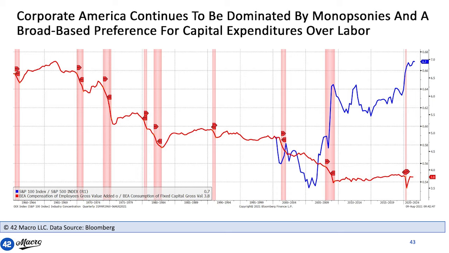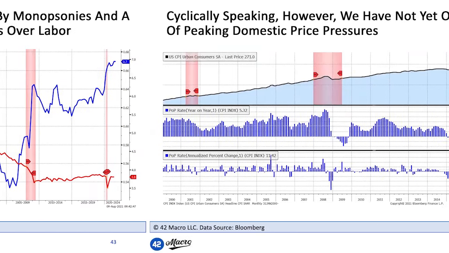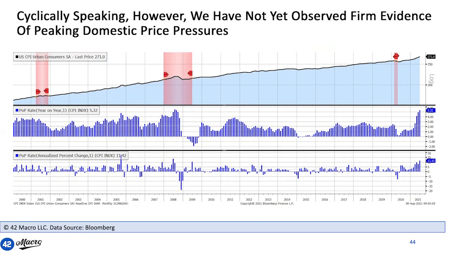But certainly made new lows since then with the advent of globalization and China joining the WTO, private equity, things of that nature, and obviously just the onset of the digital economy. We've had some pretty material technological developments in the last 20 years as well. But both of those are disinflationary. So the last two charts are telling you that a lot of the disinflation pressure that we've observed hasn't gone anywhere, which tells you that some of the high inflation prints that we're observing likely could dissipate in line with our forecast. On slide 44, cyclically speaking, however, we have not yet observed firm evidence of peaking domestic price pressures.